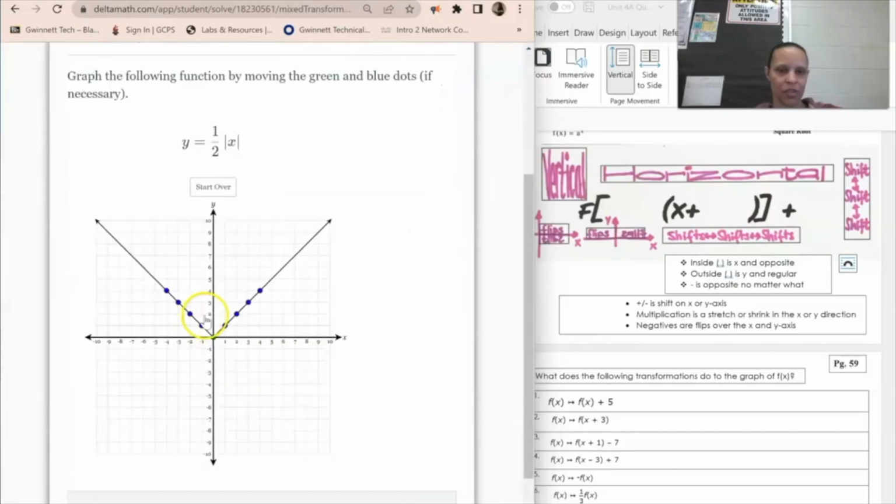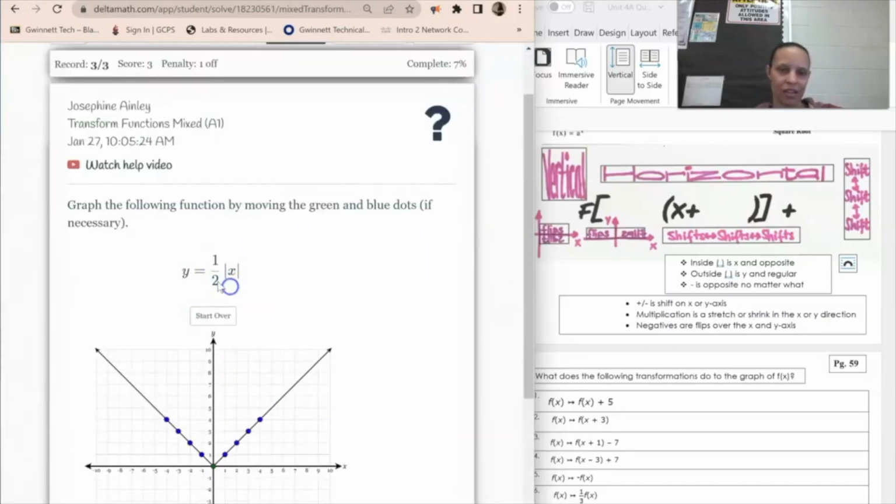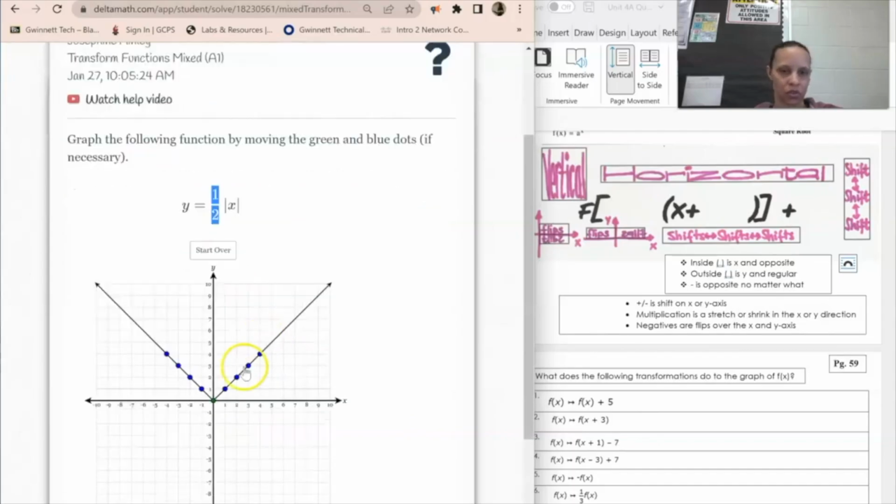Looks like I'm on my last question. A half on the outside is y and regular. A half is a shrink, and what I think it's going to do is it's going to do that. So it's going to shrink it by a half. So multiply these numbers by a half or divide by 2. Doesn't matter. So 4 divided by 2 will give me 2.